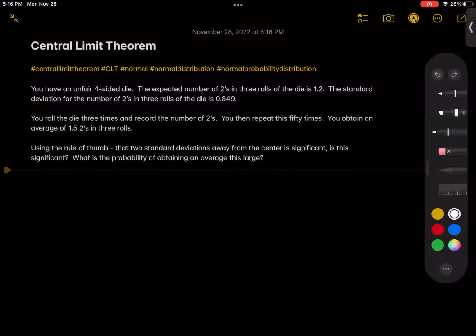Let's work on a central limit theorem problem. So we have the same unfair four-sided die that I've been working on in the past couple problems. The expected number of twos in three rolls. So I'm rolling this four-sided die, so it's unfair. I'm rolling it 3 times and I'm counting the number of twos, and the expected value for the number of twos is 1.2. So let's write that down.